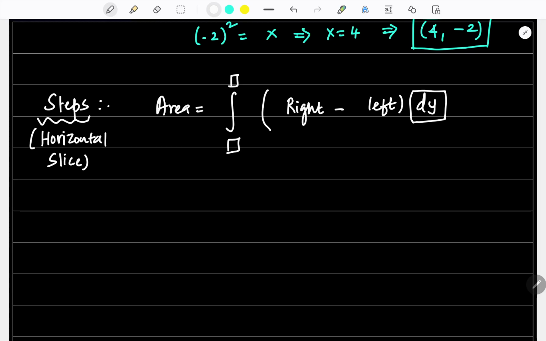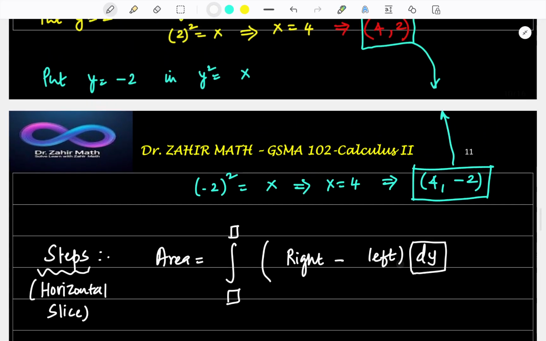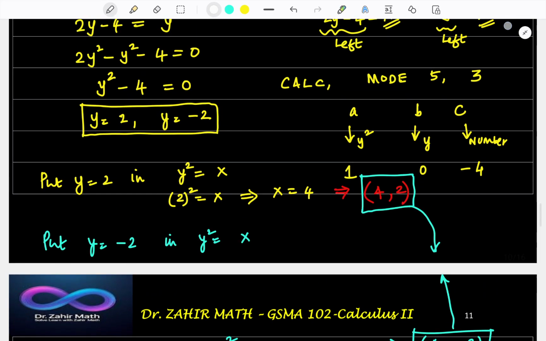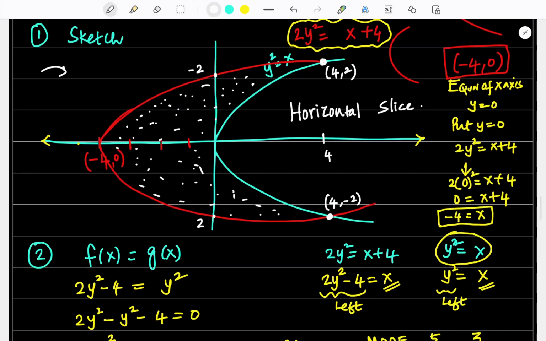Right minus left times dy. Keep in your mind, this is the one small change we are going to make. Let me ask you a question. Which one is right? Which one is left? This is left and this is right. The one on the negative side we call left, and this is right.